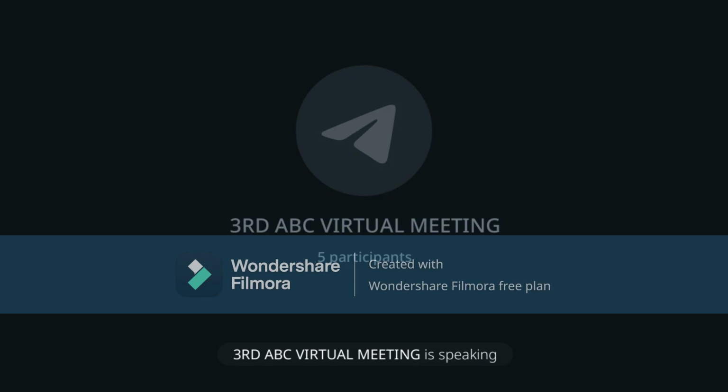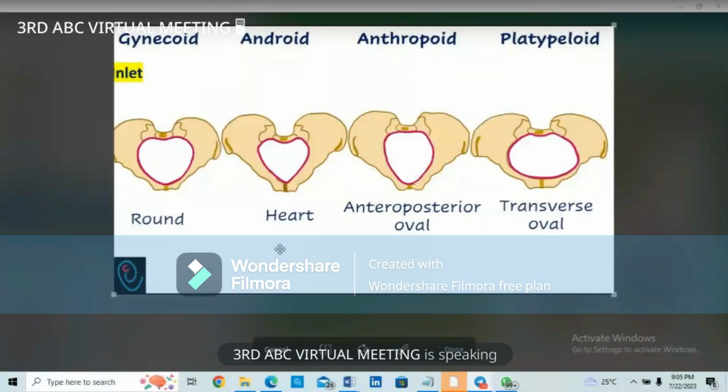There's a trick to remember this. Gynecoid pelvis, just oval, simple. Android pelvis, heart shape, simple. Anthropoid pelvis, what happens? It's oval, but in the anterior posterior direction. Alright, simple. Platypoid pelvis, what is it? It's oval, but in the direction of what? Transverse direction. That's it. So what are the common pelvis in females? This and this, gynecoid pelvis and android pelvis.